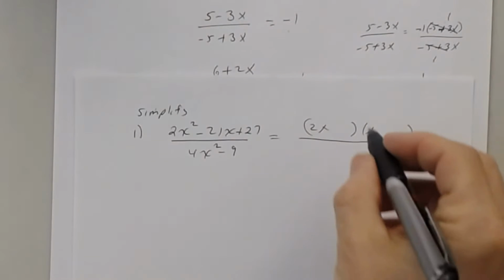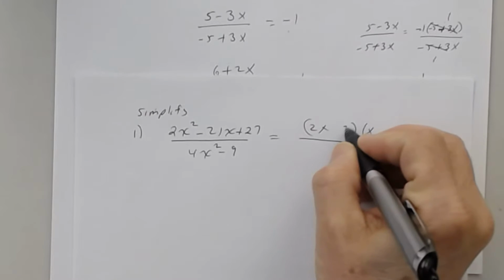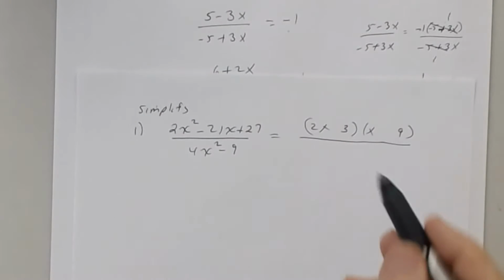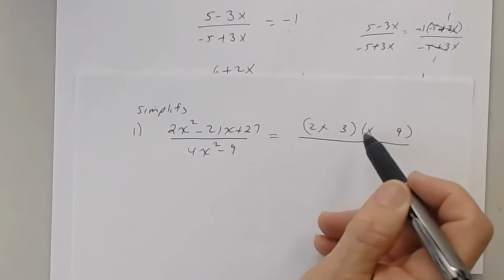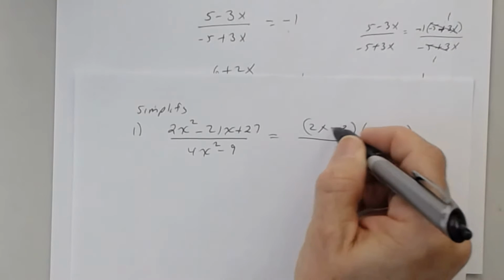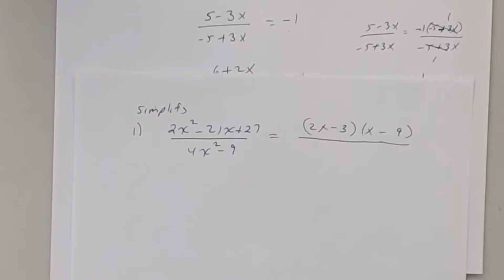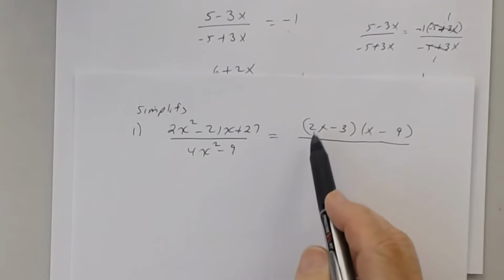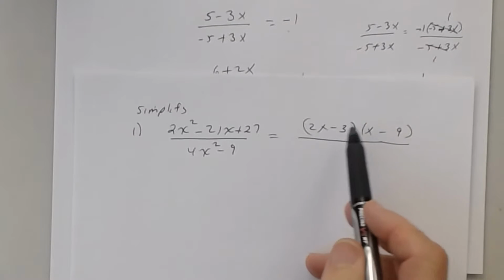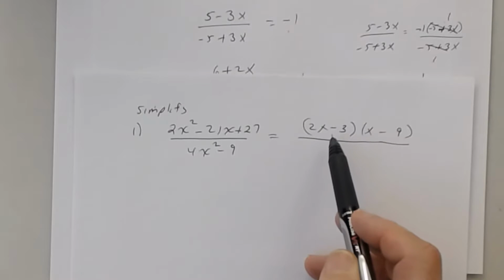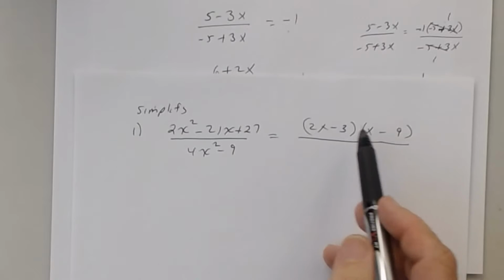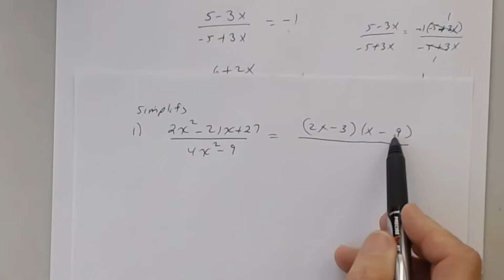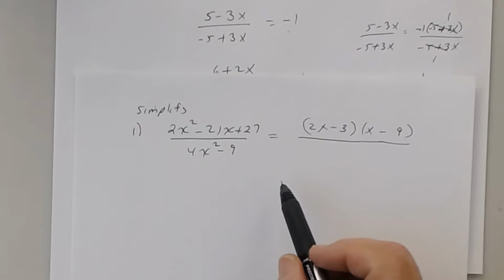Let's try 9 and 3. And what's going to work, and remember the last sign's positive, so these signs have to be the same. And they're both negative. Now before you go on to the next part, check this. What's the outer? Negative 18x. What's the inner? Negative 3x. When I add them up, do I get negative 21? Yes. And then a negative 3 times a negative 9 is a positive 27.